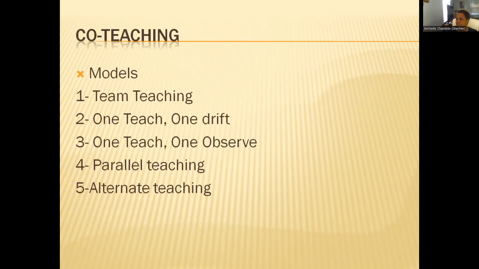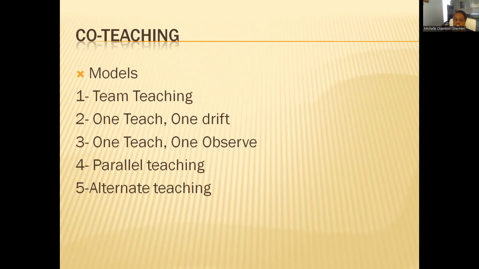So in co-teaching, if you are a co-teacher, there are 5 models that you need to look for. One is team teaching, where you have 2 teachers, and 2 teachers are teaching basically the whole group. One teacher is teaching, and then the other teacher takes a piece and jumps in. So they're teaching the whole class. You have general ed students and special ed students in the same room, but the 2 teachers are teaching to the whole group, right?